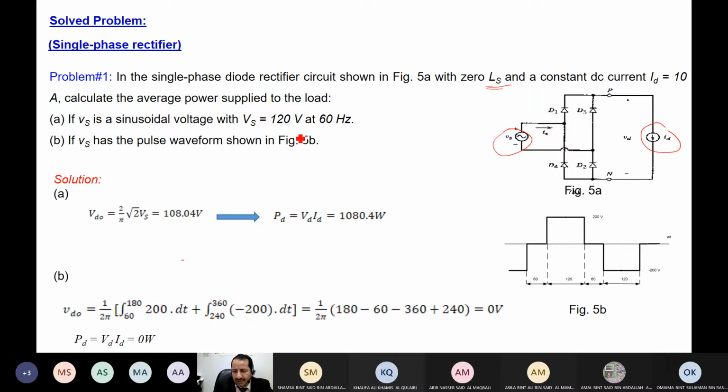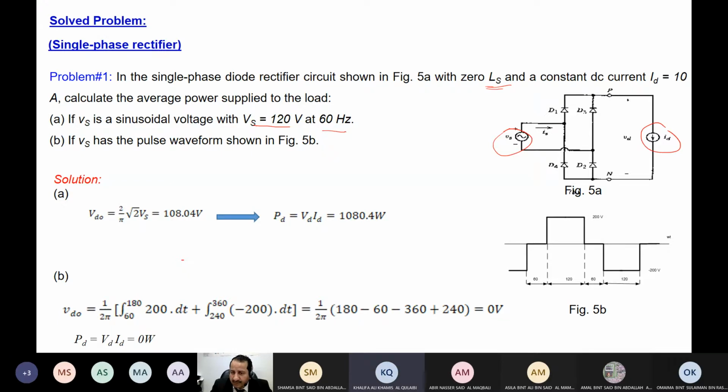I need to find the voltage and the current, multiply them, and the power is clear. Okay? If Vs is a sinusoidal voltage given to you as 120 with 60 Hz, let me ask a question here. 120, is this RMS or maximum? Maximum.